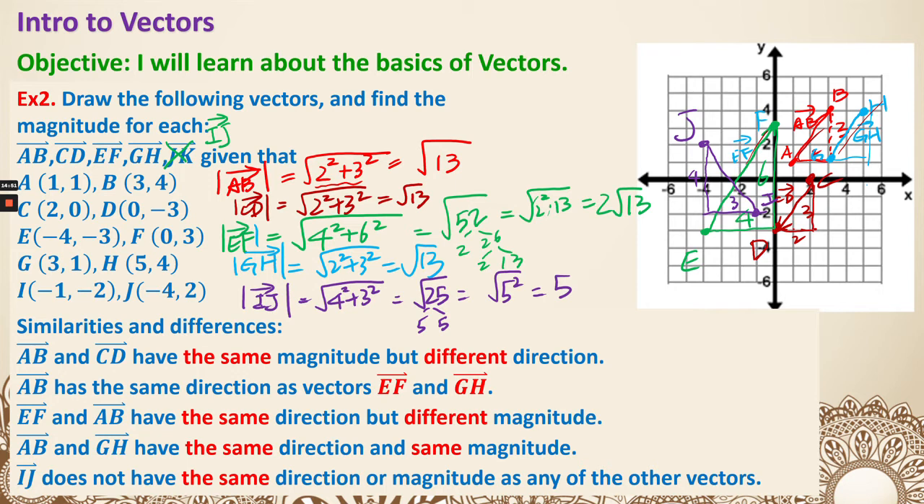Another way to tell is all of these vectors are parallel. Next, AB and GH have the same direction and the same magnitude. IJ is the one on the left side that's kind of crossing, and I just realized I forgot to draw the arrow. So let's add the arrow. I is here, J is there, so the arrow is pointing this direction. But it does not have the same direction or magnitude as any of the other vectors. That is example B. Moving on.